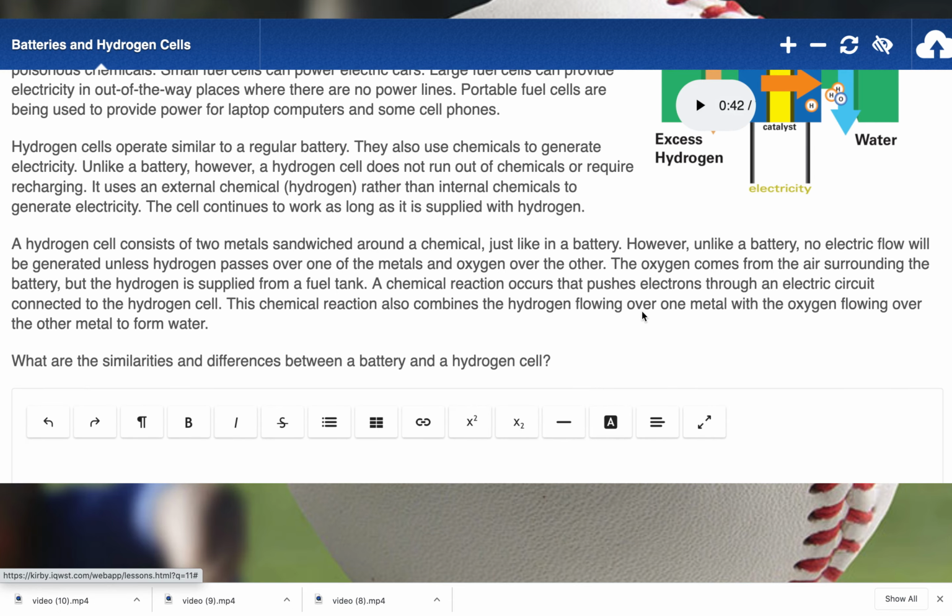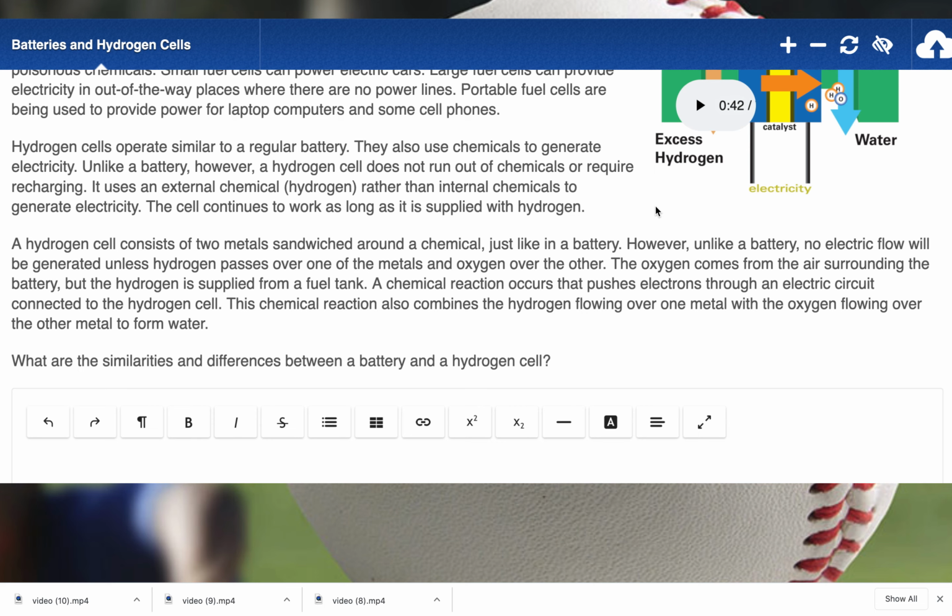Hydrogen cells operate similar to a regular battery. They also use chemicals to generate electricity. Unlike a battery, however, a hydrogen cell does not run out of chemicals or require recharging. It uses an external chemical, hydrogen, rather than internal chemicals to generate electricity. The cell continues to work as long as it is supplied with hydrogen.